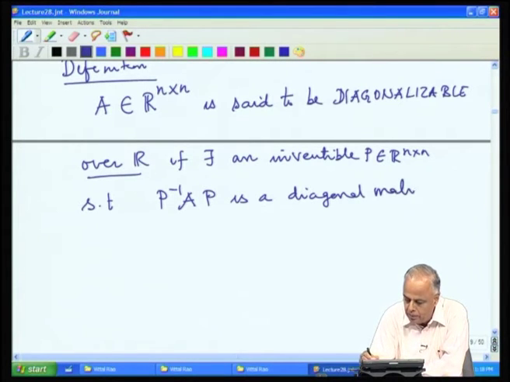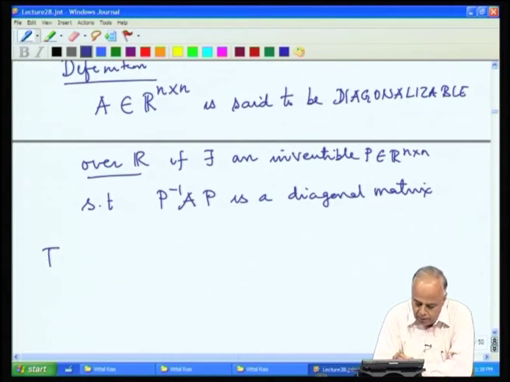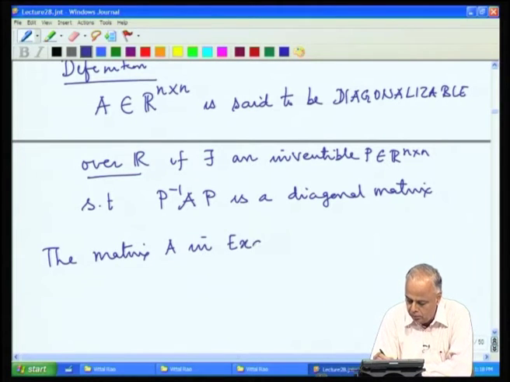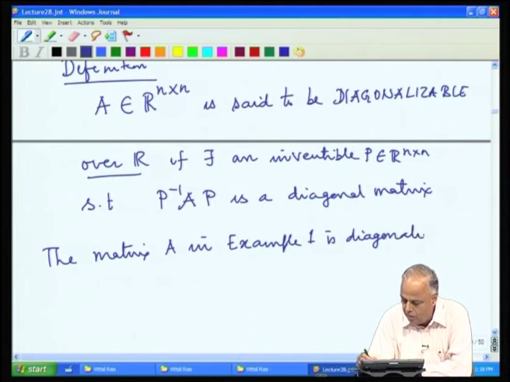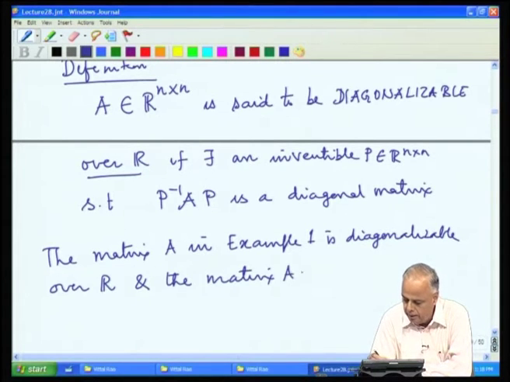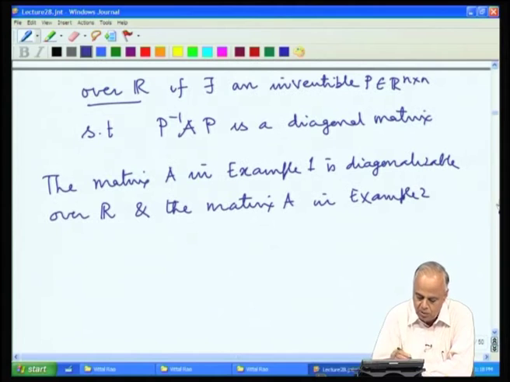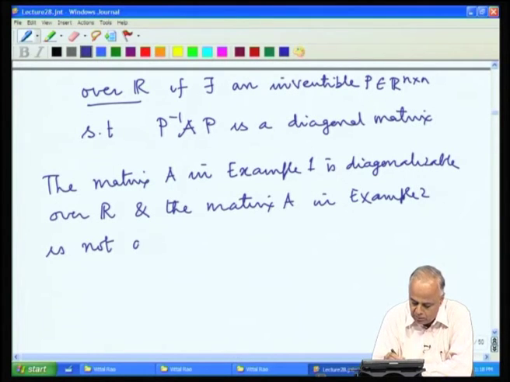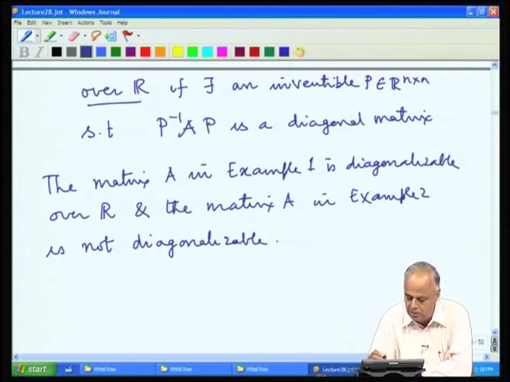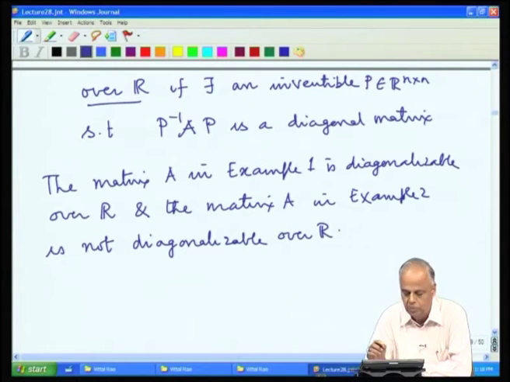So, what it means is that the matrix A in example 1 is diagonalizable over R because we have found such a P, and the matrix A in example 2 is not diagonalizable over R because we are not able to find such a P. We said that there cannot exist such a P, and therefore, it is not diagonalizable.